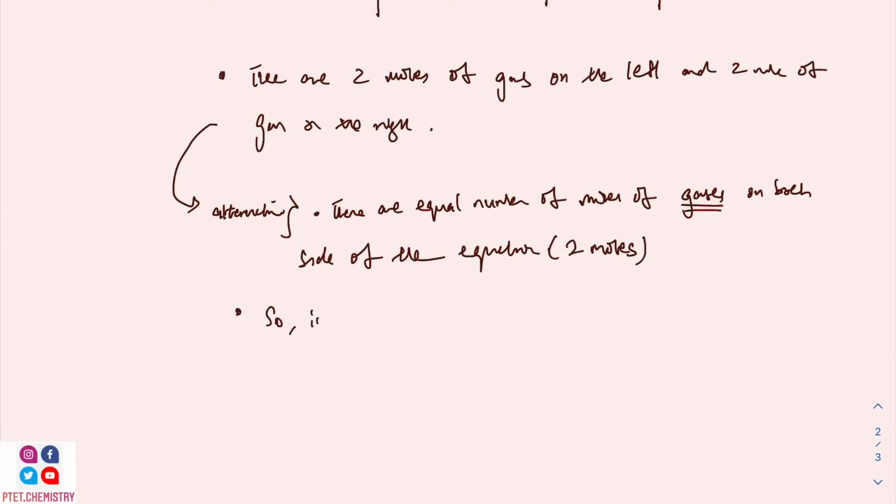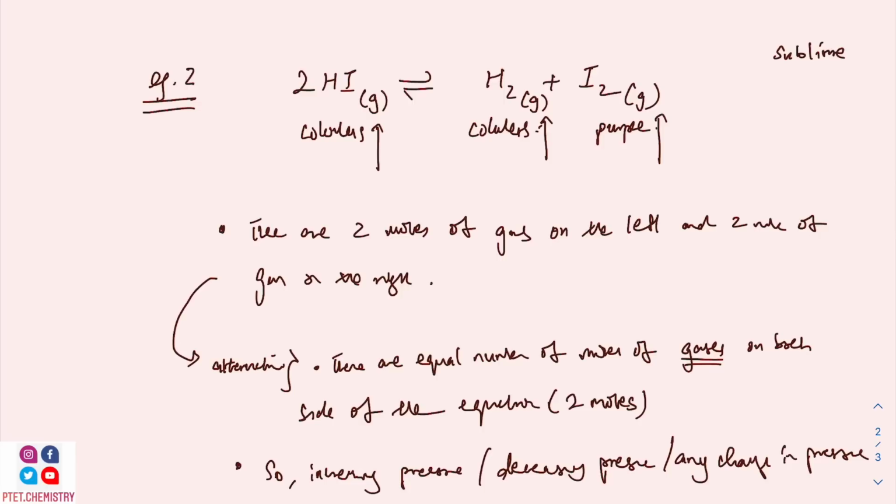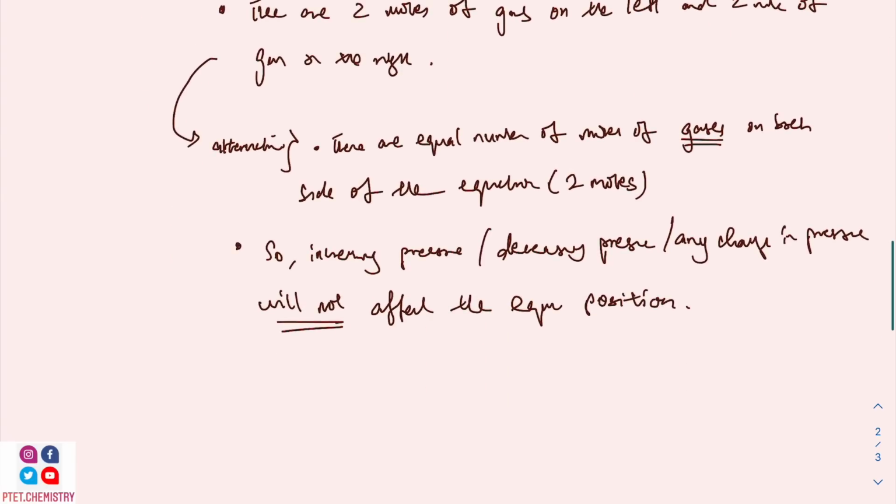So, increasing pressure, in fact, even when you decrease pressure, okay, or you can say any changes in pressure, whether it's increasing or decreasing, will not affect the equilibrium position because you have equal number of moles of gases on the left and on the right, which you need to count for each and every single example. In this example, it just happened to be 2. In other example, it might not be so straightforward being 2, yeah? Okay, so it will not affect the equilibrium position.